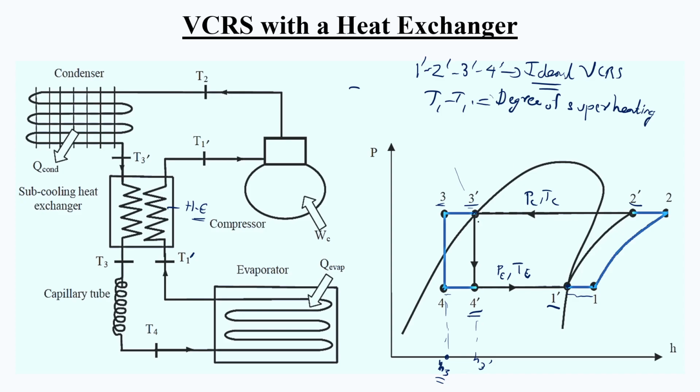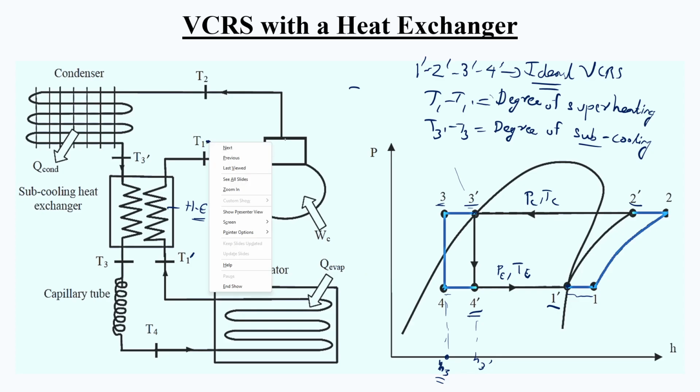And the difference between the temperature, that is T3 dash minus T3, is actually called the degree of subcooling or supercooling. This will be 1. Okay, so that is the effect of a VCRS with a heat exchanger.